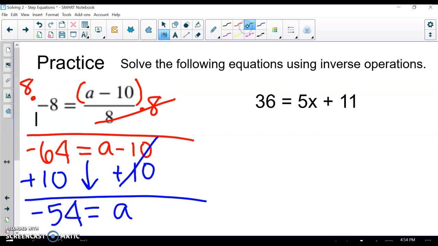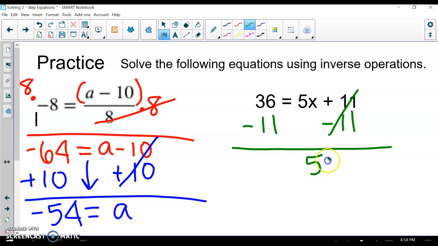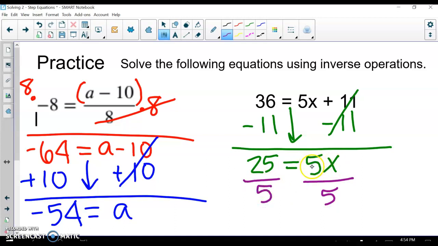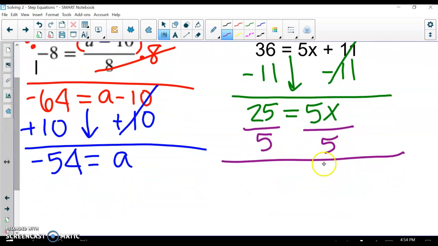And the very last one that we will be doing in this video, we have adding 11 here, so we're going to subtract 11 from both sides. So we get positive 11 minus 11 is 0, 5x. Carry down the equal sign. 36 minus 11 gives us 25. And then we are going to divide by 5, because remember, a number right next to a variable means multiplication. So if you have 5x divided by 5, you're left with just 1x equals 25 divided by 5 gives us 5.